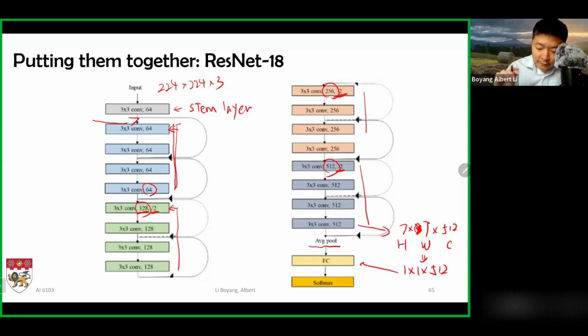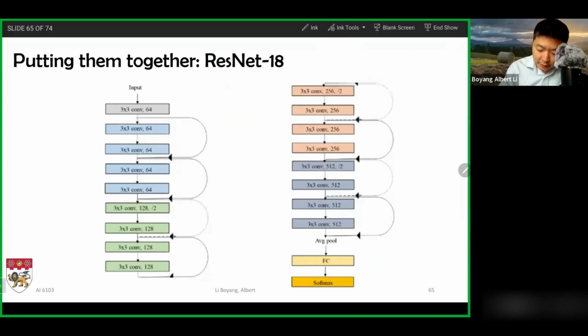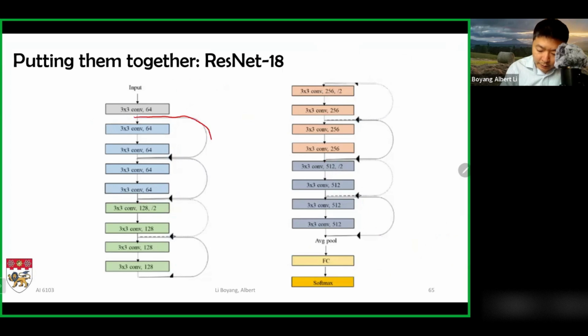And in this 18-layer network, we are grouping the convolution operations into 4 stages. And within each stage, we are also dividing the layers into blocks. So each block contains 2 convolution operations, okay? And the 2 operations are wrapped around by a skip connection.